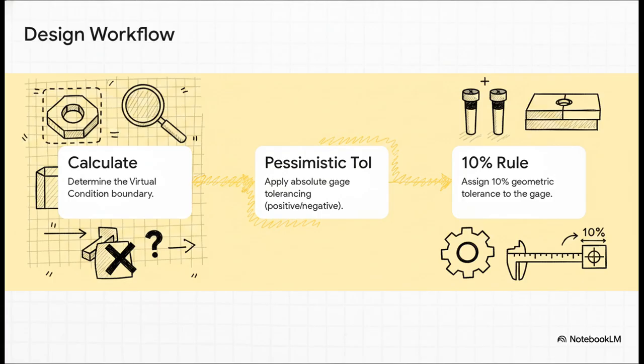This is deliberately pessimistic. We apply our tolerances to the gauge so tightly that we will never, ever accept a bad part, even if it means we occasionally reject a part that's technically right on the borderline of being good. And third, we assign a geometric tolerance to the gauge itself.